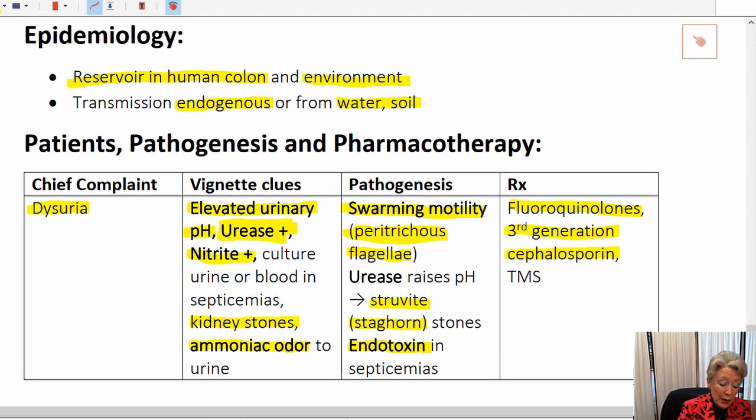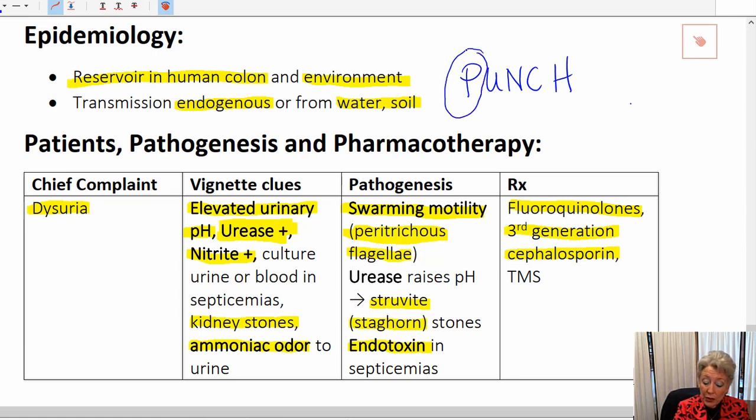Okay, while I'm here, let me give you a little memory tool for my urease positive organisms. I use the mnemonic PUNCH. I think you can see what P is for here, Proteus. U is for Ureaplasma, which is another agent of UTI and also another cause of struvite or staghorn calculi.